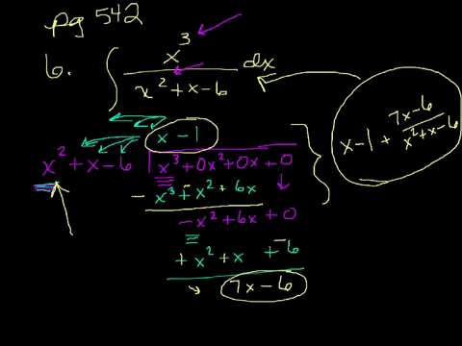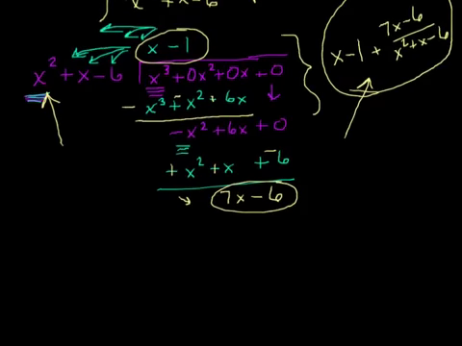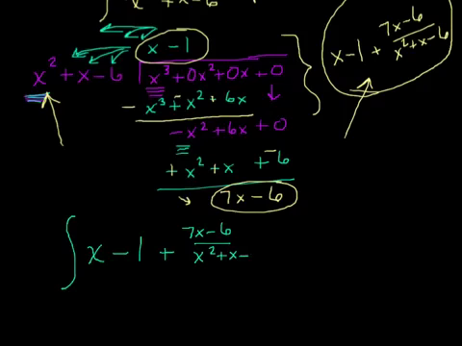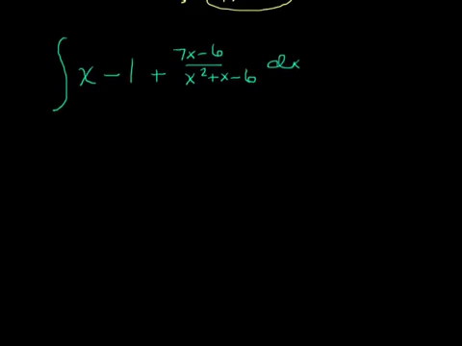Okay, so it's important that you do that first step because that's going to allow you to then integrate this or do the antiderivative. So we're going to have to scoot this up. So our new integral is, I want to integrate x minus 1 plus this fraction, 7x minus 6 over x squared plus x minus 6. Okay, so that's my integration there. Now I can really scoot everybody up.